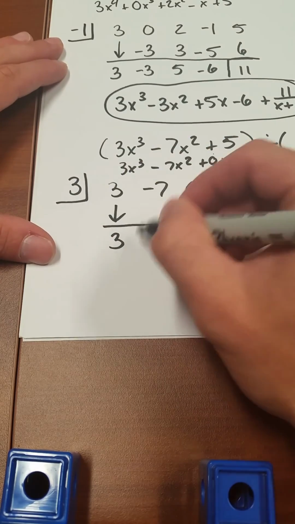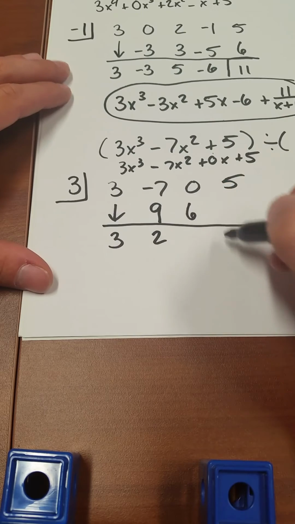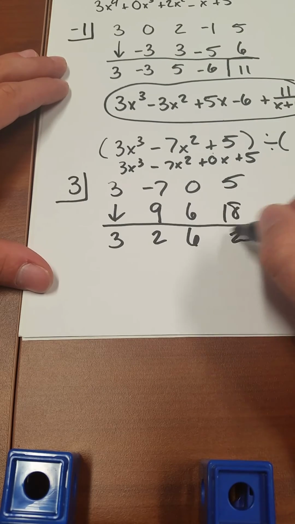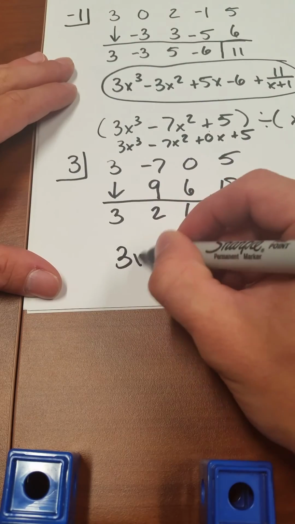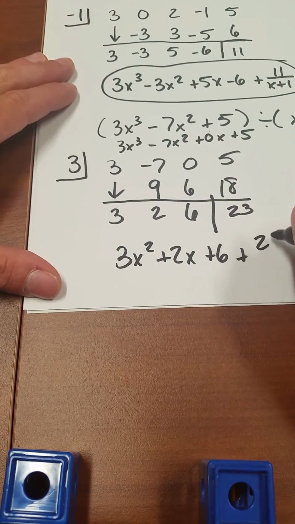First term drops. 3 times 3 is 9. Add, that's 2. Multiply, 6. Add, 6. Multiply, 18. Add, 23. Last term's the remainder. So now I have 3x squared plus 2x plus 6 plus 23 over x minus 3.